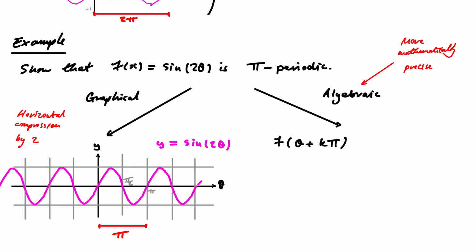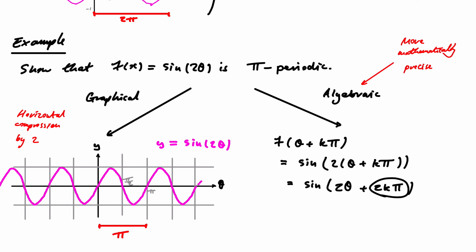So what's this equal to? This is equal to sine of 2 times, remember this is the input, so that's going to go directly for the theta, so theta plus k pi. But then I'm going to distribute: sine of 2 theta plus 2k pi. But now sine itself is 2 pi periodic, and all I'm doing is adding an integer multiple of 2 pi here. So this has to be equal to what? Sine of 2 theta, which is equal to f of theta.